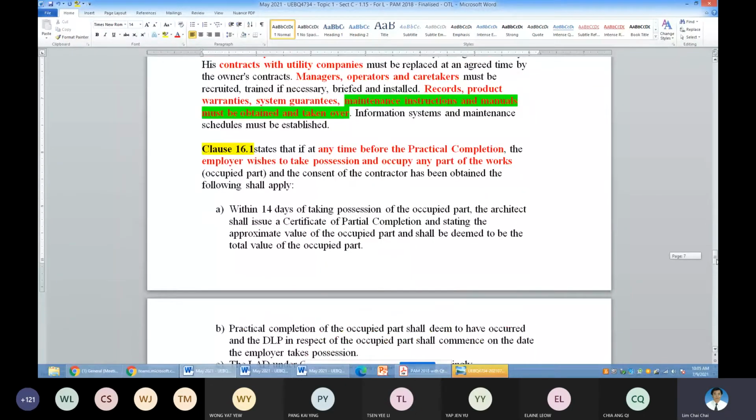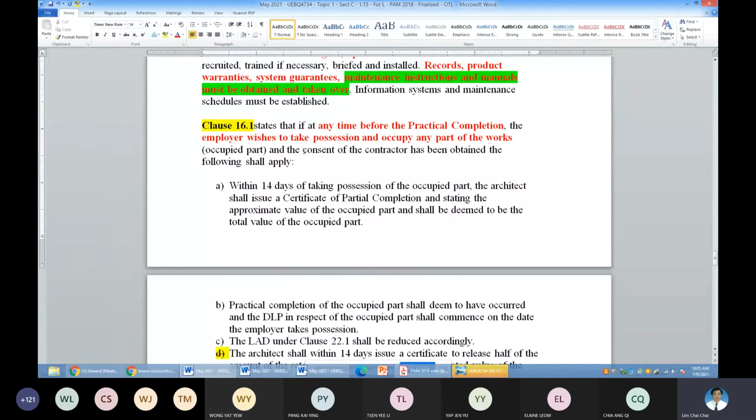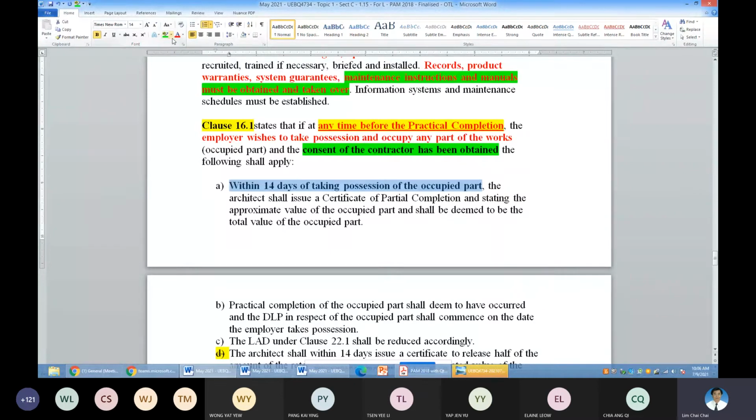Okay, so this part is any time before practical completion, and you need to inform the contractor. That means the consent of the contractor you need to obtain, as a consultant or the employer, because the project is still under the contractor's contractual license. Okay, so you can do it as employer or the consultant acting on behalf of the employer. Okay, take possession of the part.